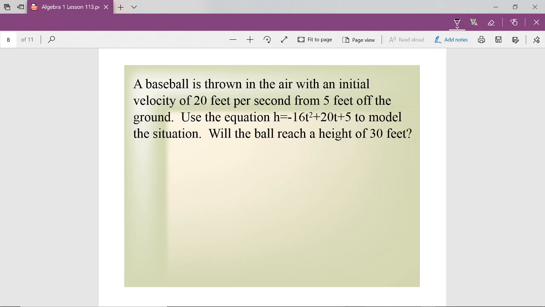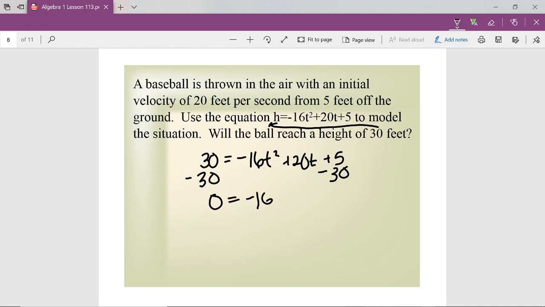Now, we could go ahead and use our axis of symmetry formula and plug that in to find our vertex to see if that's bigger or smaller than 30 feet. Or we could just use the discriminant. We just have to do one thing beforehand and say, let's see if h is 30. So we plug in 30 as h. And now we have negative 16t squared plus 20t plus 5. Now you'll notice from all of the rest of the problems that we've been doing, this left side has always been 0. So I'm actually going to subtract 30 from each side to get everything on the other side. So now I can actually use the discriminant.